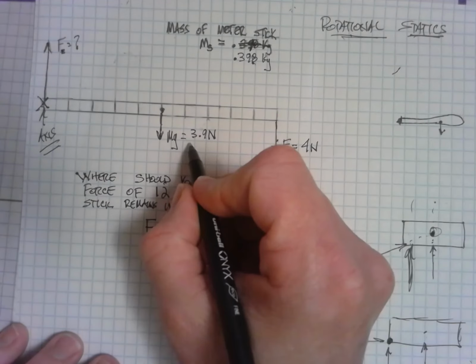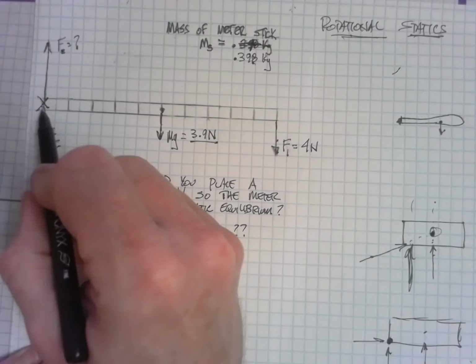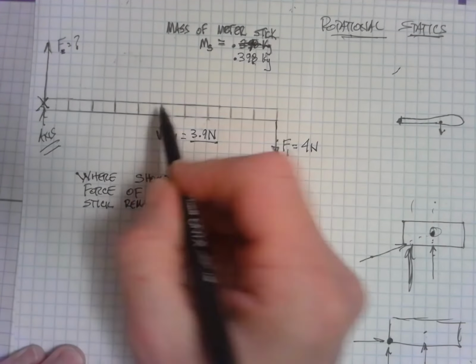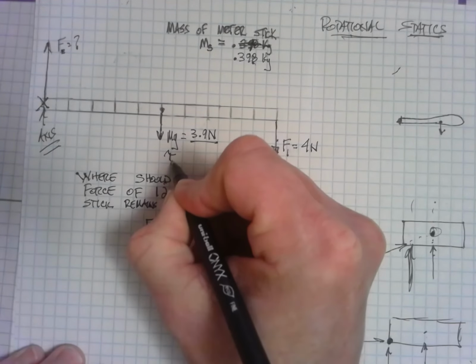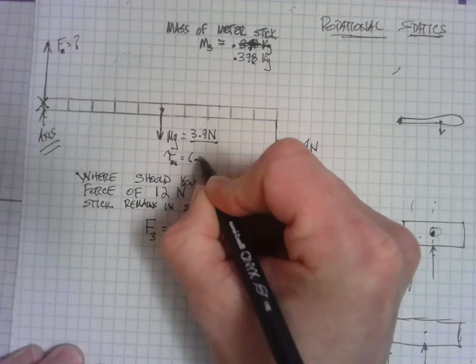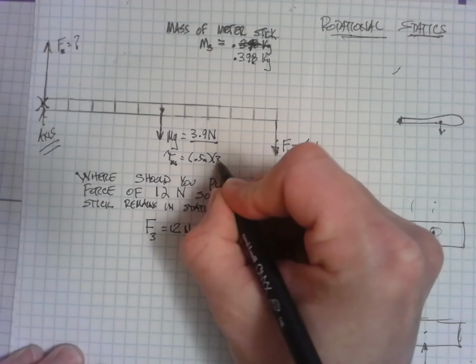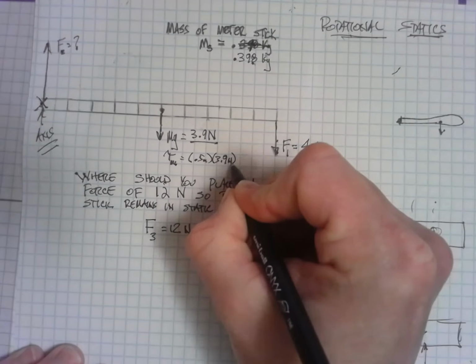So the torque by this is going to be the value of the force times the distance, 0.5. So the torque by the weight of the stick is going to be the force. Well, we'll use the lever arm first, like the equation. So it's going to be 0.5 meters, that's the distance from the axis to here, times 3.9 newtons.